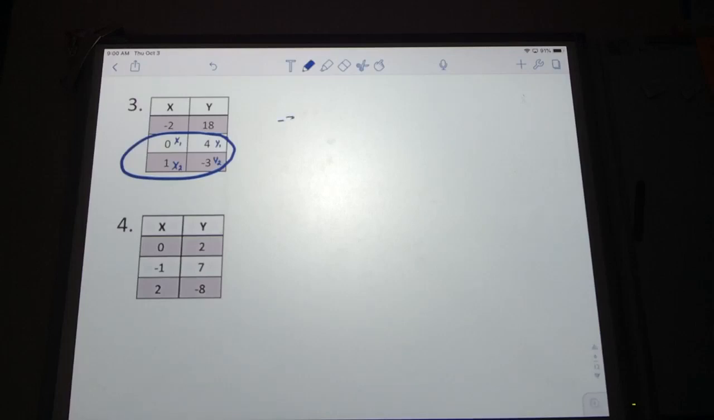So negative 3 minus 4 over 1 minus 0. So that's negative 7 over 1. And we do want to simplify that unless we're actually using it to graph. So negative 7.